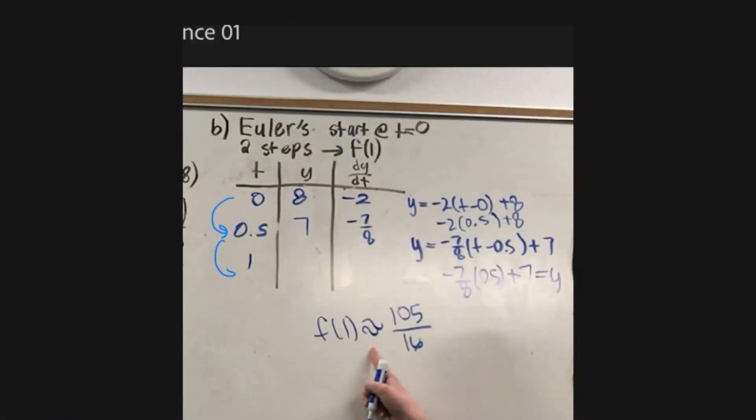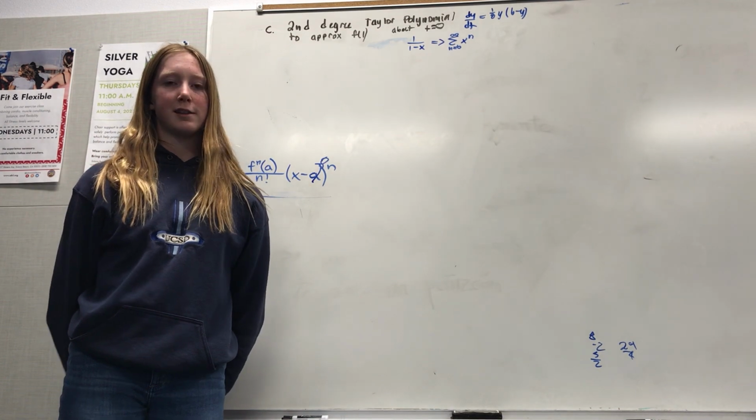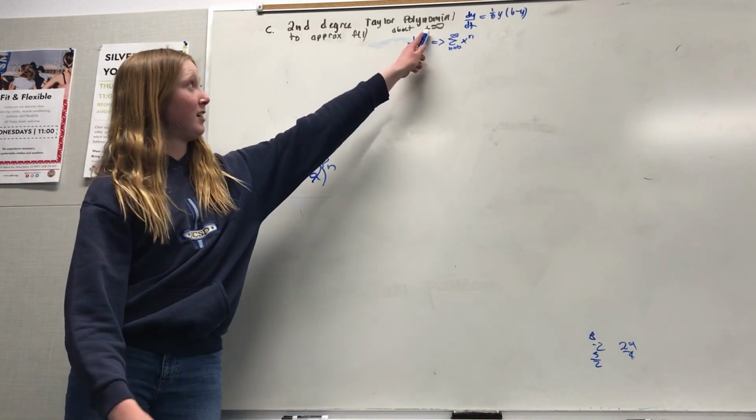The College Board would award 1 point for the correct 2-step Euler's method and 1 point for the correct approximation of f of 1. In Part C, we're asked to find the second-degree Taylor polynomial about t equals 0.